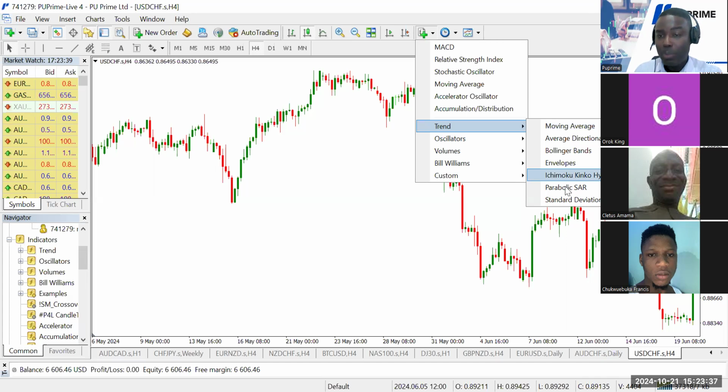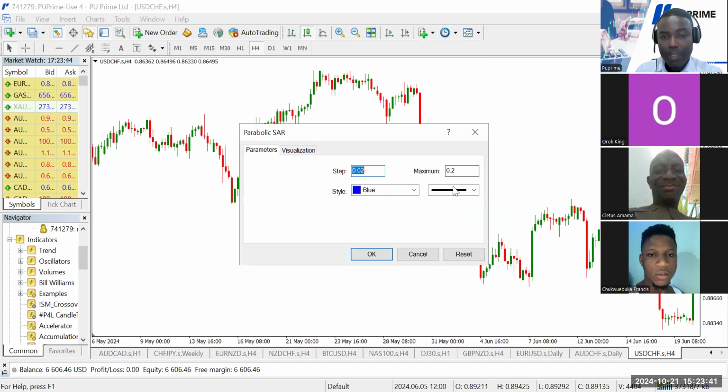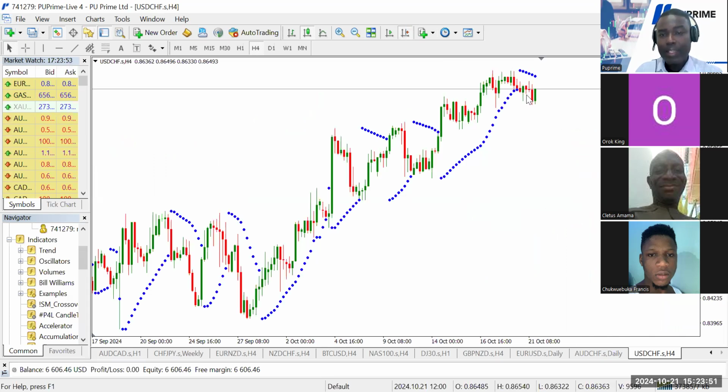Parabolic SAR. As you can see it here, I'll click on it and this menu will appear. Now, you're not going to alter anything on this indicator. Just leave it as it is and click OK. And this is the parabolic SAR. The SAR stands for stop and reverse. Stop and reverse. That's SAR.